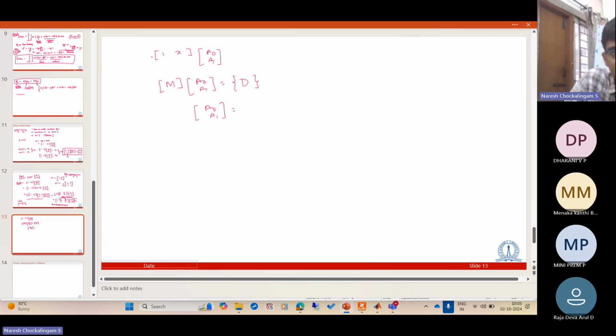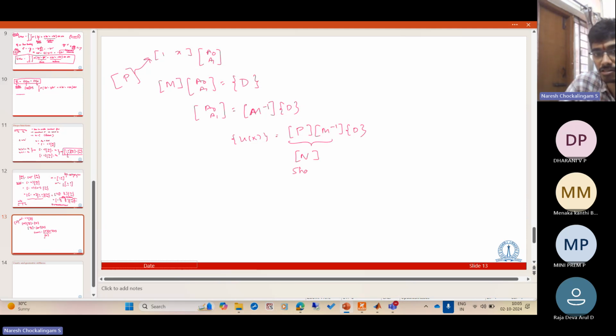Let me call this the polynomial matrix P, and M is just P of 1, P of 2. And this a0, a1, we said it is M inverse D. Therefore, the function U of x is the polynomial times M inverse D, and this we call the shape function matrix N.